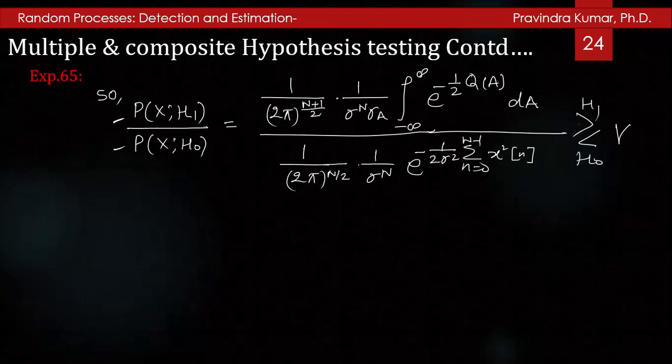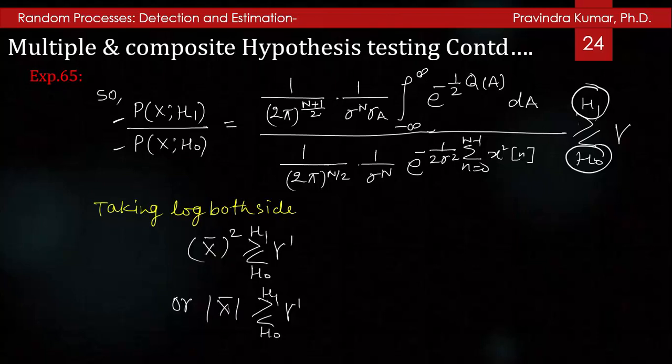And with the NP test, this likelihood ratio will be compared with some threshold value gamma. If this likelihood ratio is greater than gamma, some threshold value, then we will decide H1, and if this is less than the threshold value, then we will decide H0. So taking natural log on both sides, you will get x bar whole squared greater than or less than gamma dash, or you can write mod of x bar greater than or less than gamma dash, as the unknown DC level can either be positive or negative.